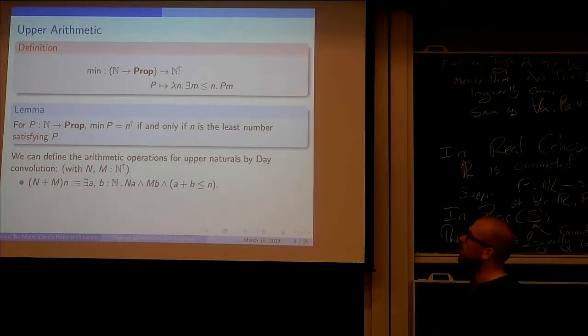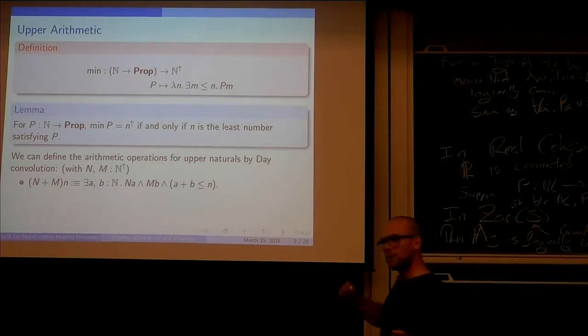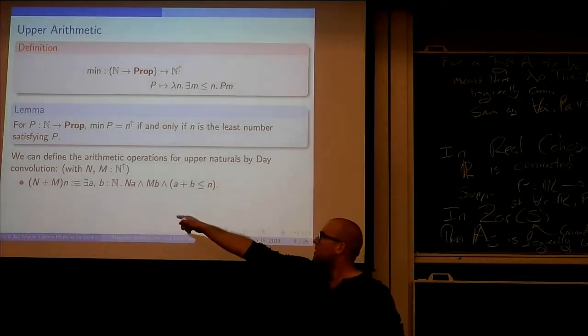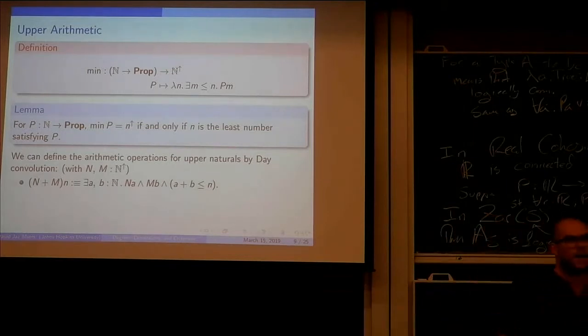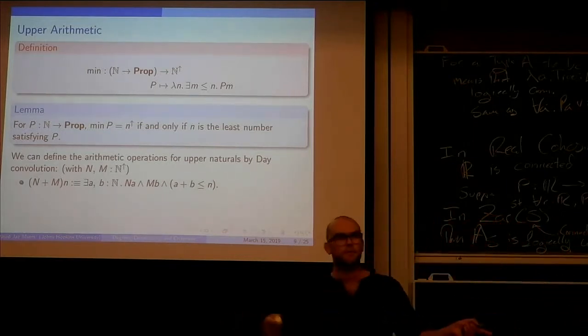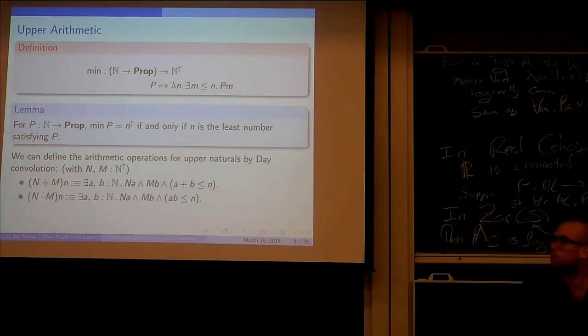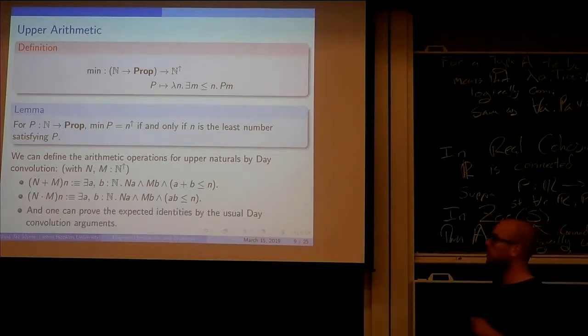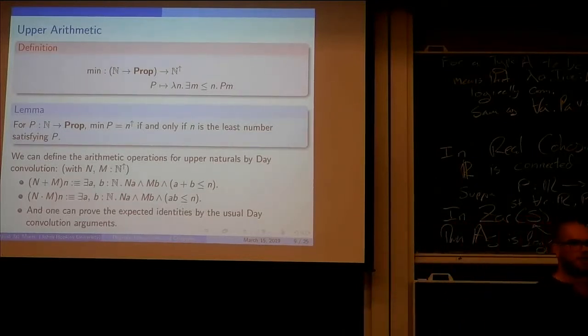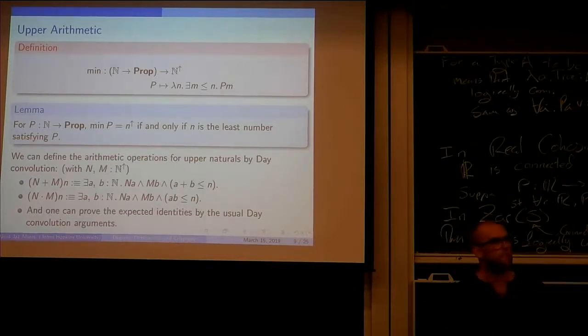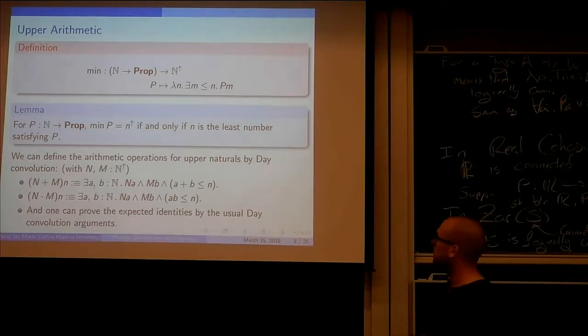And we can define the arithmetic operations for upper naturals by Day convolution. So this is the normal convolution formula, but here's another way to say it. N is an upper bound of the sum if there exist upper bounds A and B of N and M respectively, and N is an upper bound of the sum of those things. And similarly for multiplication. I won't go into it, but because these are convolutions, and by abstract nonsense, by which I mean actually you just have to calculate it, these will form a ring on this, not a ring, semiring.